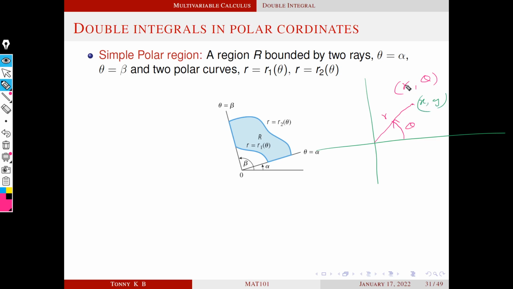And also we know there is a relation between x, y, r and theta. What is the relation? x is equal to r cos theta and y is equal to r sin theta. This is the relation between these four variables.